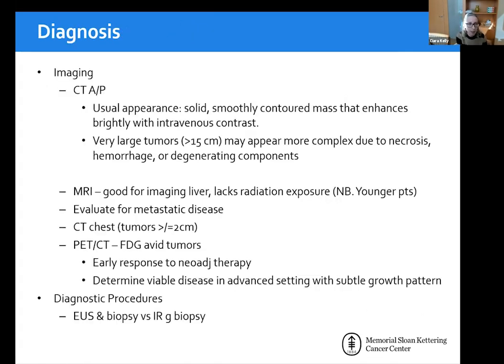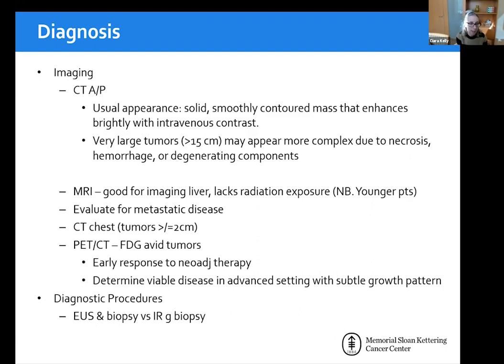In terms of diagnosis, we focus on imaging and also diagnostic procedures and ultimately biopsy to help us diagnose these tumors. So imaging can include a CT or an MRI. MRI can be particularly helpful for looking at the liver. We're essentially trying to determine the extent of the tumor within the body. We don't often see tumors spread to the lungs, but we do recommend a CT chest for tumors that are over 2 centimeters.